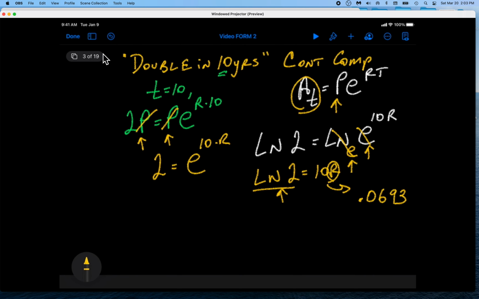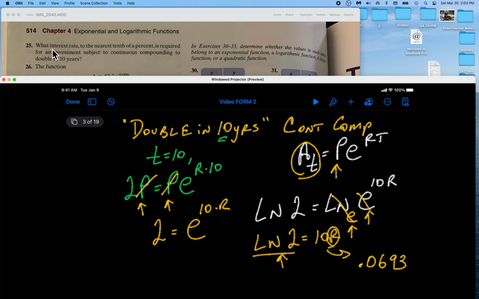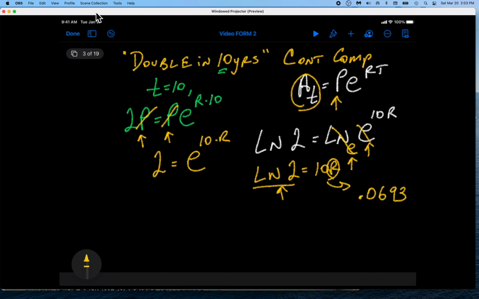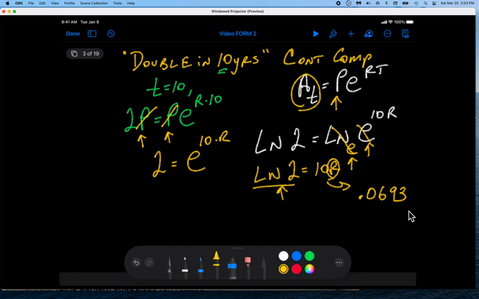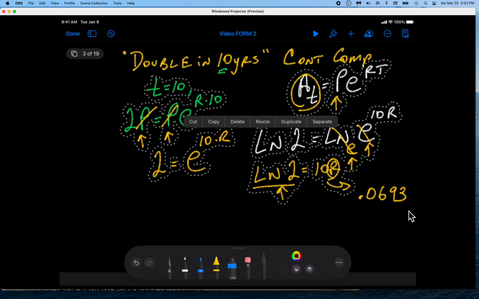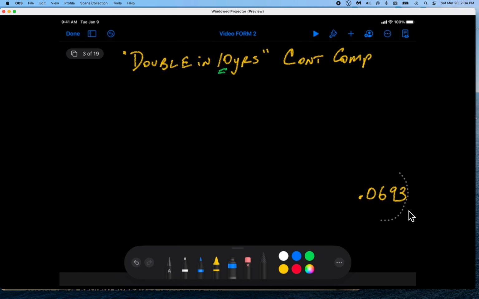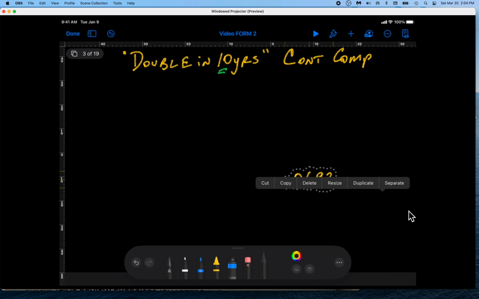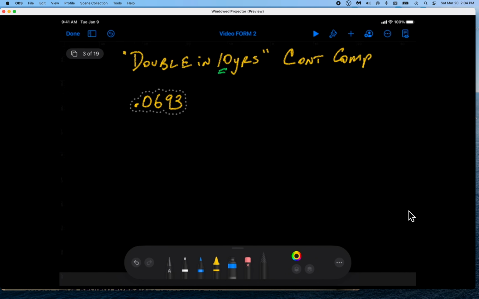Whenever they ask for a rate, ladies and gentlemen, what interest rate, they want the answer in percent. And if you're not sure, put both down. Put the decimal and the percent form, so your teacher could see both. Okay. Let's quickly talk about how to make that into a percent.